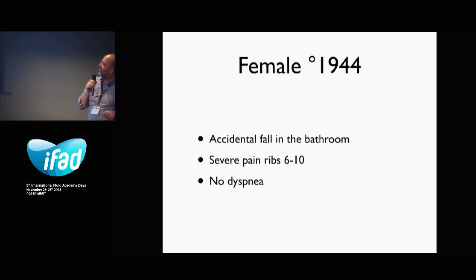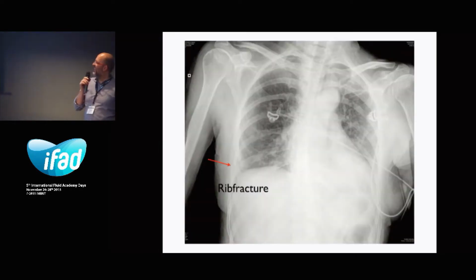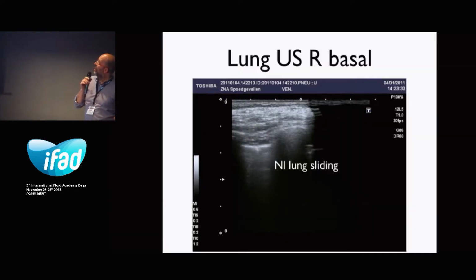Female, she fell in the bathroom, severe rib pain, 6 to 10, no dyspnea. This is a chest x-ray. It's difficult. You can maybe expect there's a small pneumothorax. Here's a rib fracture. And when you do the right basal part of the lung, you have normal lung sliding.